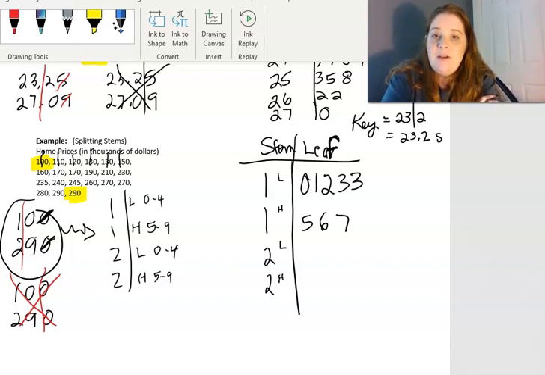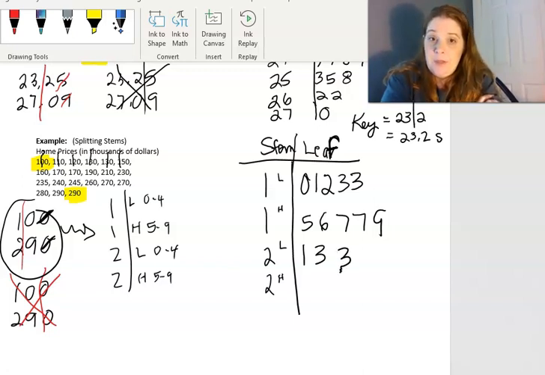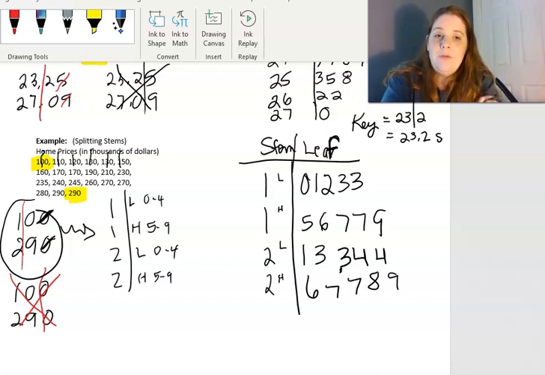1, 7, 1, 7, 1, 9, 2, 1, 2, 3, 2, 3, truncating, 2, 4, 2, 4, 2, 6 is going to go on the higher end, 2, 7, 2, 7, 2, 8, 2, 9, 2, 9. I'm going to go ahead and make my key.